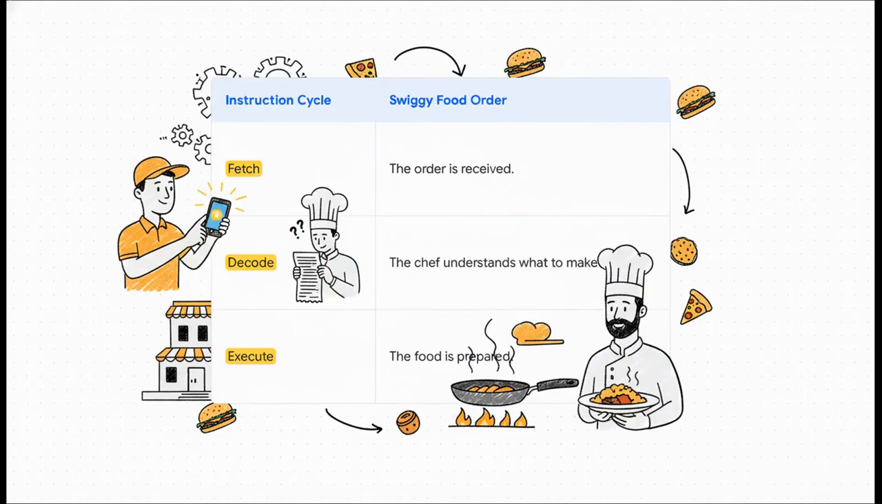Think of it like a food delivery order. Fetch is when the order pops up on the restaurant's tablet. They've fetched the new command. Decode is the chef looking at the ticket and going, aha, they want a cheeseburger, no onions. He understands the instruction. And execute? Well, that's the chef firing up the grill and actually cooking the burger.